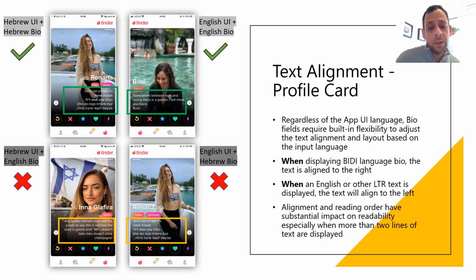Also looks great. But then the bottom two examples, this is where things get mixed up, where the content of the bio card doesn't match the app UI language. So, for example, on the bottom right, you have the English Tinder UI with a Hebrew bio card, and that Hebrew bio card is aligned incorrectly to the left.